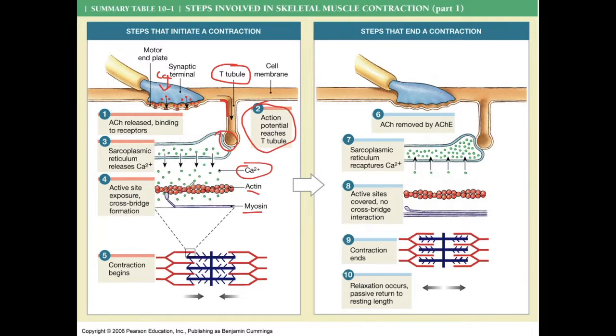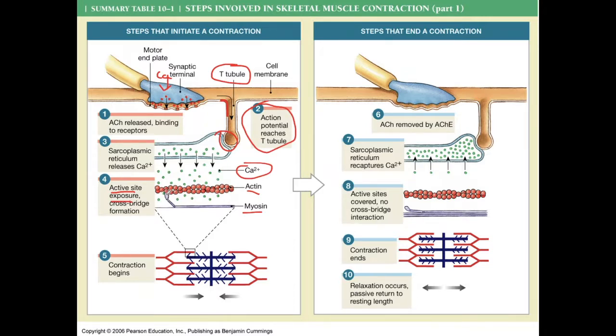Now it's not showing troponin and tropomyosin here, but based on what I told you before, when calcium rushes in, it removes the troponin. So tropomyosin shifts, and now the binding sites, or the active sites, are exposed, and it creates a cross bridge. A cross bridge is the connection between myosin and actin. They call it a cross bridge.